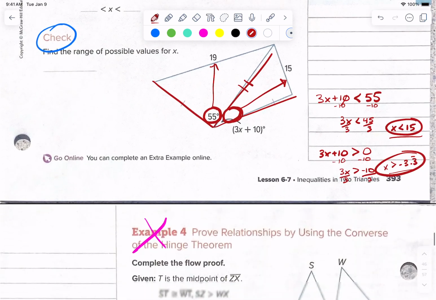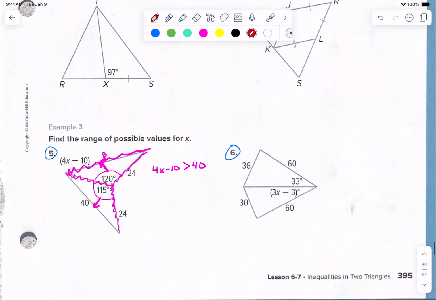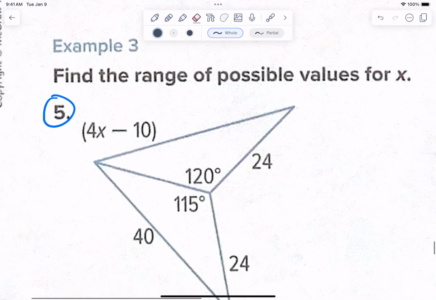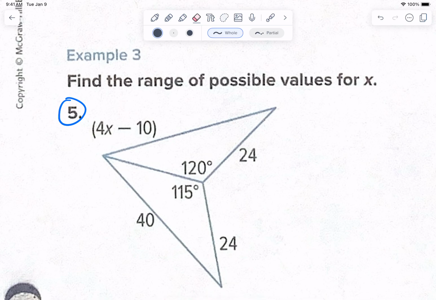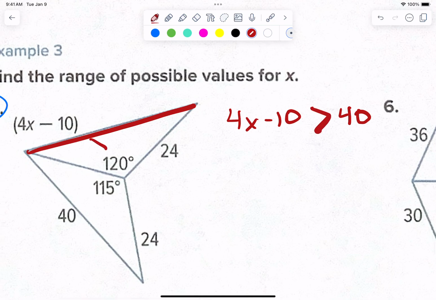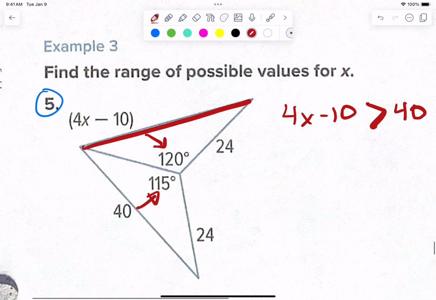Okay, now, on your homework assignment, so we're done with that. On your homework assignment, real quick, I'm going to talk about number 5. Oh, ouch. Number 5. This 4x minus 10 is referring to the side, yeah? I don't know what 4x minus 10 is, but I know it has to be what in relationship to 40? Bigger. How do you know it has to be bigger than 40? Because 120 is bigger than 115. Cool. Now, you solve that, you get that, right? X has to be greater than whatever.